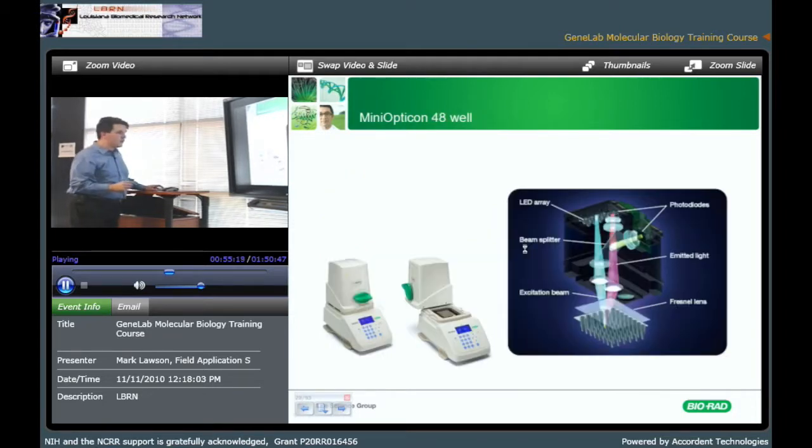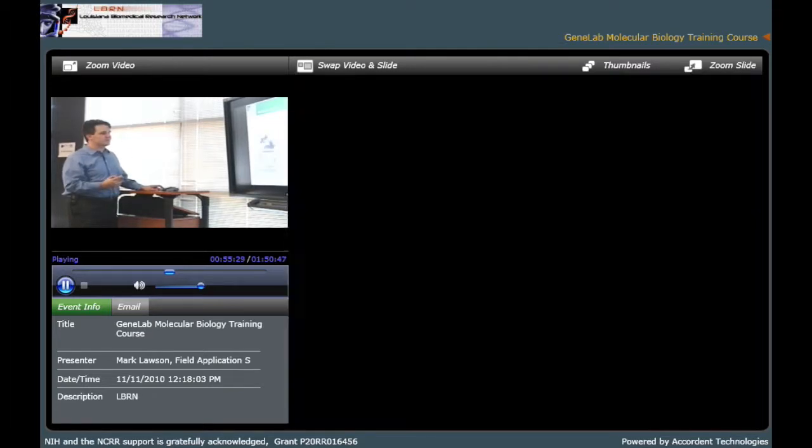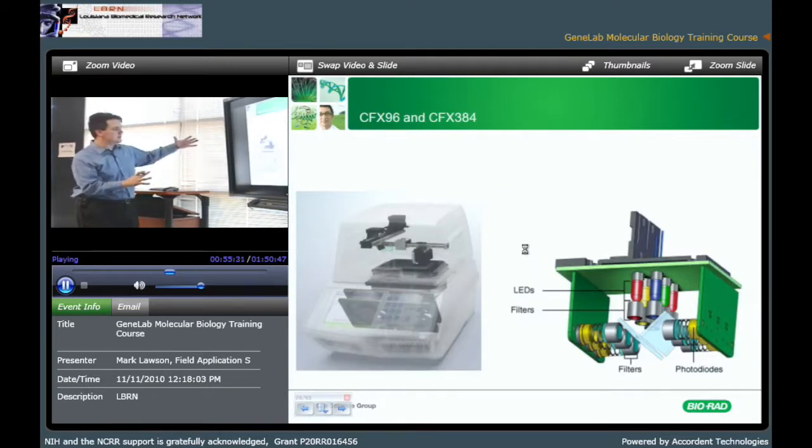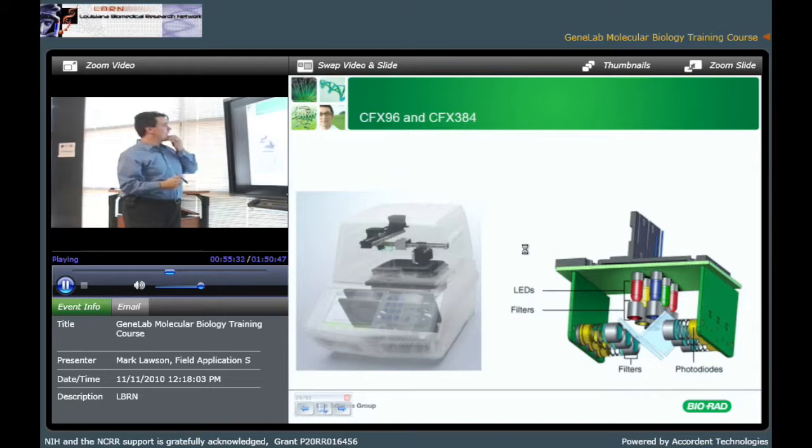So this is a different variety of the instruments that we have. We have a 48-well instrument that is LED-based. And this is actually one of our current generation systems. We resurrected it with some new software. This is our current mainstay instrument. It's the CFX, and we have it in 96 and 384-well format. And it's specifically designed to be capable of high-level multiplexing, designed from a hardware perspective with that in mind.